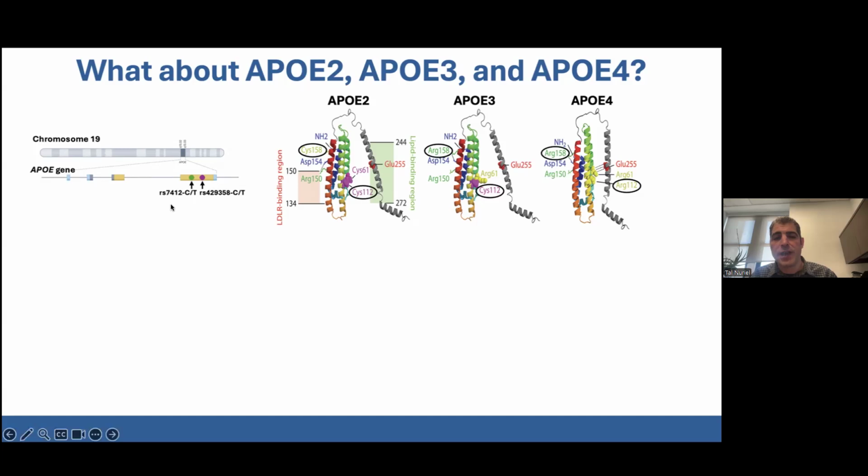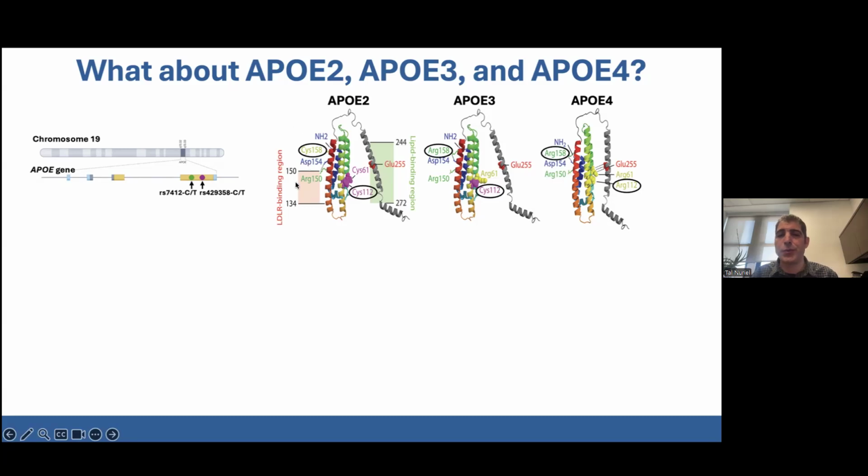This RS7412 and RS429358, and they encode this one determines whether this 158 is a cysteine or an arginine amino acid. This one determines whether this cysteine 112, I believe, is a cysteine or an arginine, so ApoE3 or ApoE4. So on the surface, it's very small modifications, just two amino acids that are different between ApoE2, ApoE3, ApoE4. But they end up having some big effects on the protein function.